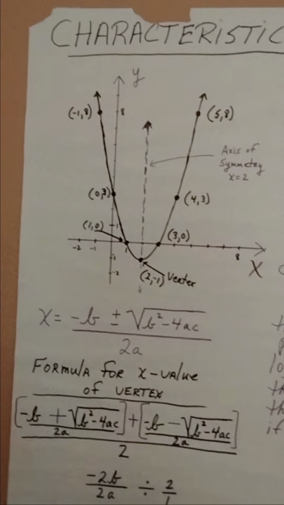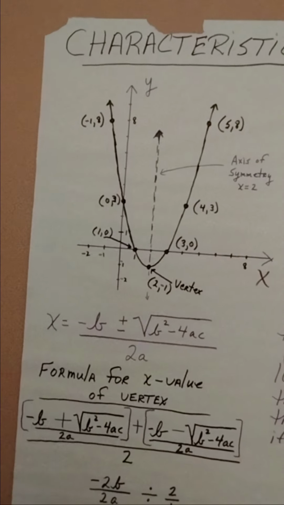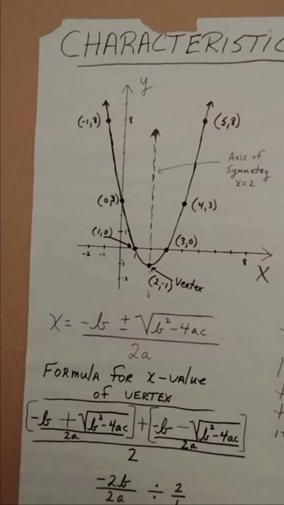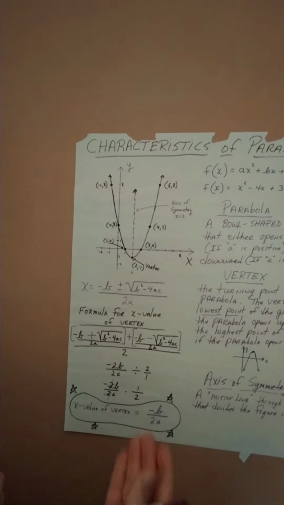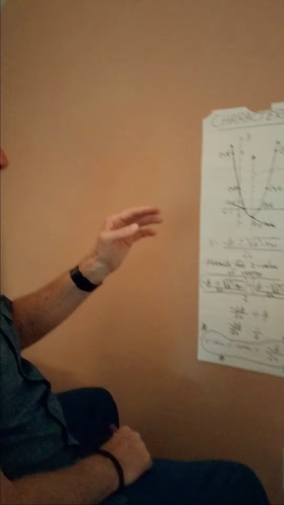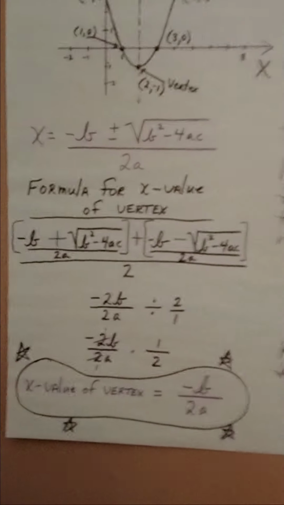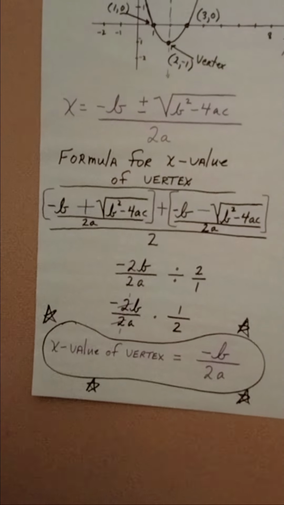How are we going to get it? We're going to get it by finding the x value of the vertex first. Once we find the x value of the vertex, we'll be able to very easily find the y value of the vertex by evaluating the function. But we have to come up with the x value of the vertex first. And right down here in the lower left-hand corner of this sheet of paper, we're going to come up with a formula to find the x value of the vertex.